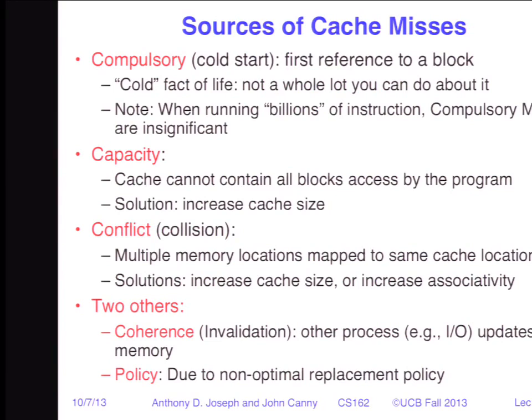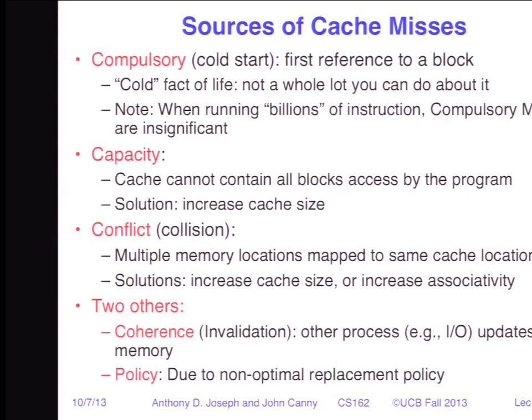One is coherence misses, and this is where an entry in the cache gets invalidated because another processor or another core or an I/O device modifies the item in memory. So we have to invalidate it. The last one is policy miss, and this is where we pick the wrong item to replace when we have a capacity issue. And we pick the wrong item because then it gets referenced a short time later. An optimal policy would have picked something else to replace.